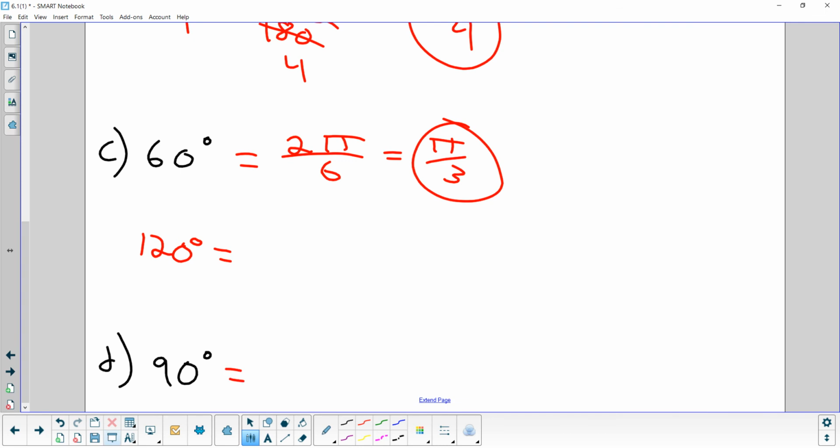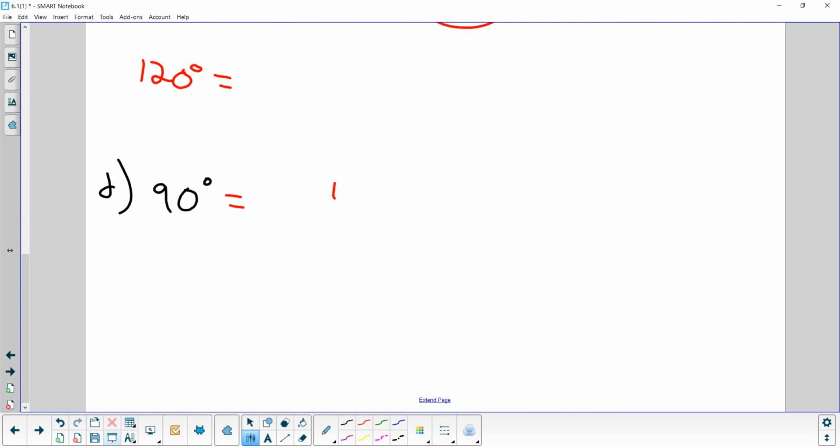Let's try this one. We know 30. How does 90 compare to 30? Tyler? 3 times. It's triple. What did we get when we converted 30? Pi over 6. That's 30. If you triple it, that's 90, without going back and converting it from scratch. And what would 3 pi over 6 reduce to? Pi over 2.